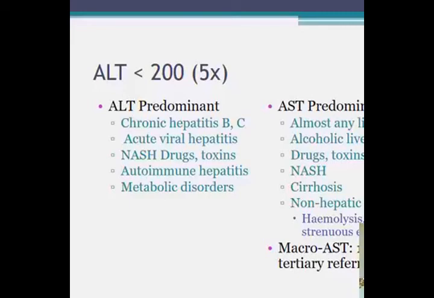AST is usually seen in liver diseases, and is seen in alcohol disease. If it is more elevated than ALT, again, more or less the differential is the same. It could be in cirrhosis, in NASH, in myopathy, strenuous exercise, hemolysis, and sometimes we can have macro AST as well.